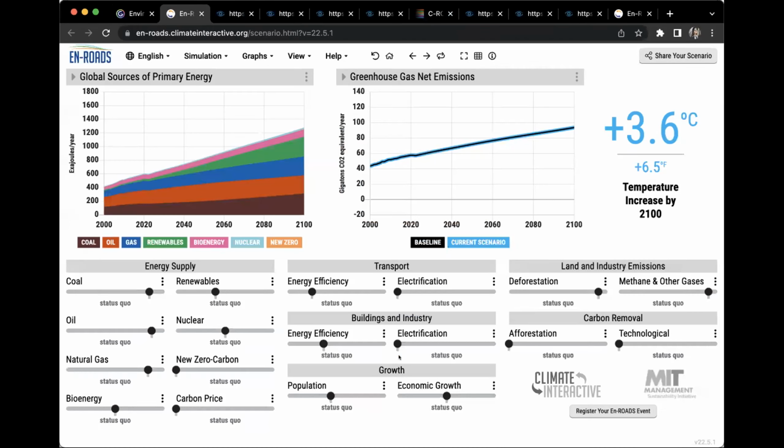And lastly, we continued with En-ROADS simulation. So we asked students to take a look at all the energy supplies and transportation and building and industry growth, land and industry emissions, carbon removal, and try to figure out how they are affecting the temperature increase and what kind of decisions are contributing to this temperature to go down. So they were trying to find out some solutions, and they based their solutions on the evidence that they had here. But maybe we cannot say that as a solution, but they were just having ideas. How can we use our energy sources better so that we don't increase the carbon dioxide emissions in the end, so that we don't increase the temperature?